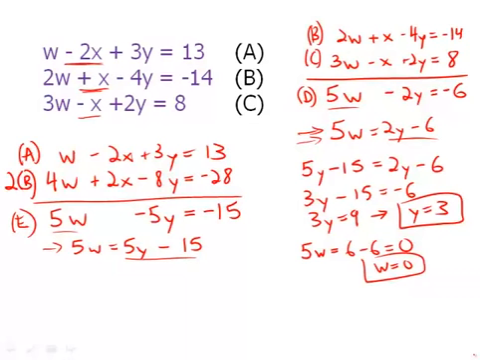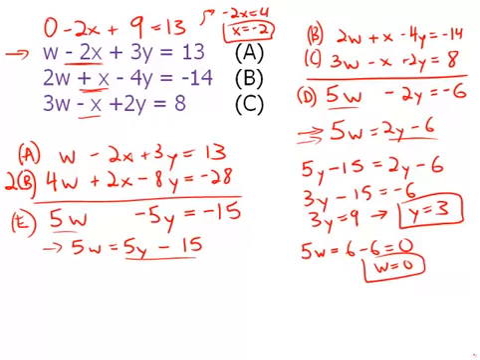I'm almost done, but I need the value of x. So now I actually have to go back to one of the original equations. Let's take the top one, A. w, that's 0, minus 2x plus 3y. So 3 times 3 is 9, equals 13. Subtract 9 from both sides, I get negative 2x equals 4, or x equals negative 2. And those are the three values of the three variables from these equations.